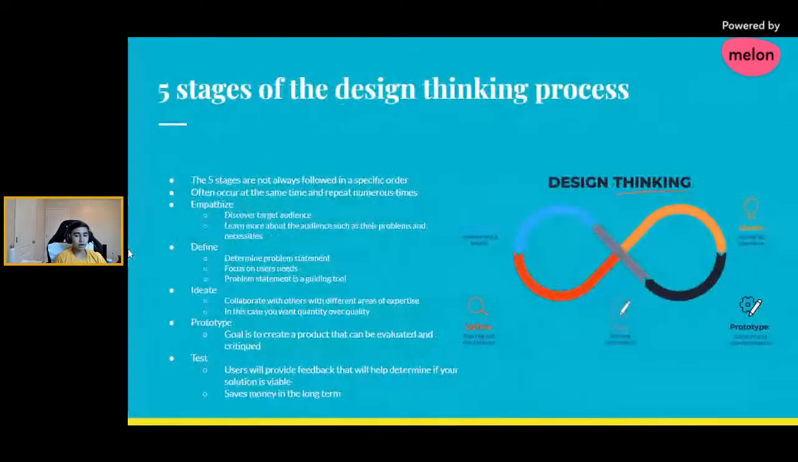Okay, now let's go over the five different stages of the design thinking process. These five stages that I'm about to tell you about are not always followed in a specific order, and they can often occur at the same time and also repeat numerous times. So, the five stages are the following: empathize, define, ideate, prototype, and test. And you can see that in the picture as well to the right.